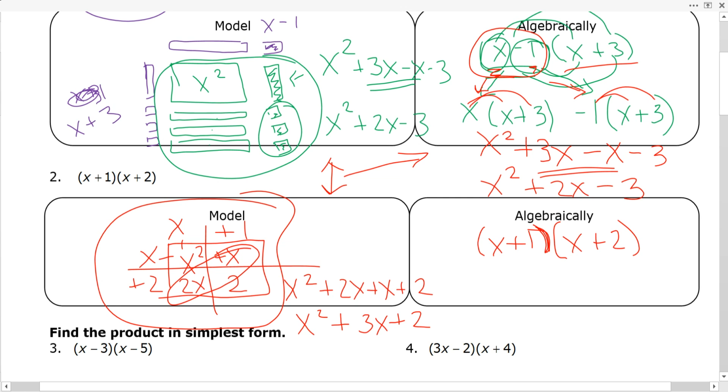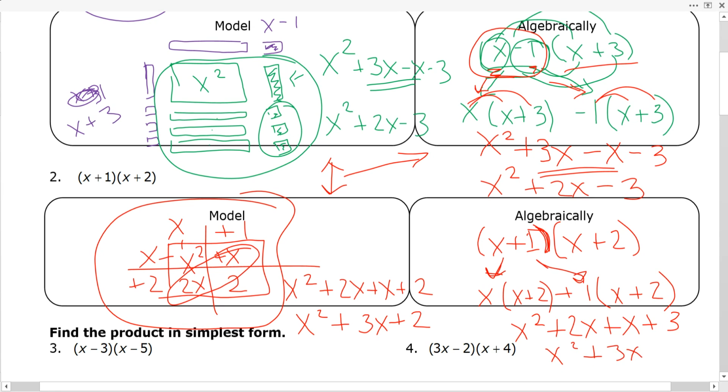Horrible writing right there. I'm going to separate out my x plus 1. I'm multiplying each one of those times x plus 2. Double distributing. So basically I'm distributing my x, and then I'm going to distribute my 1, and I have to multiply it times x plus 2, each one separately. X squared plus 2x plus x plus 2. X squared plus 3x plus 2. Got carried away there.